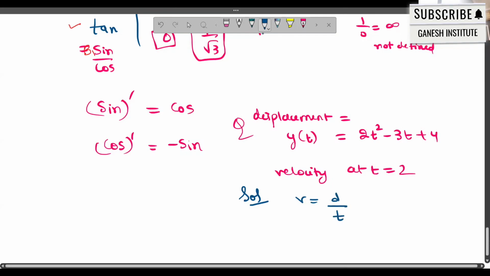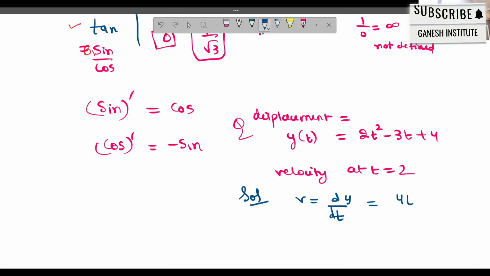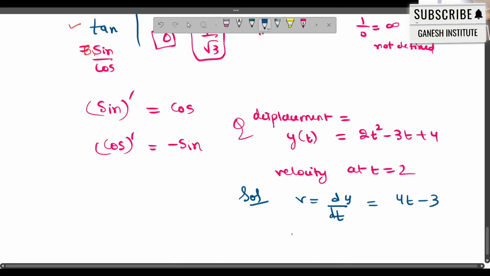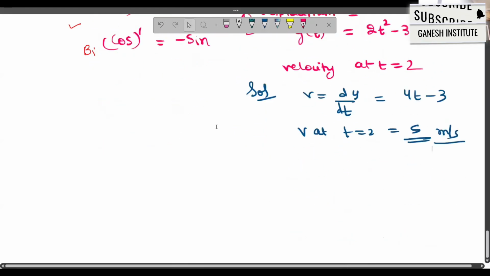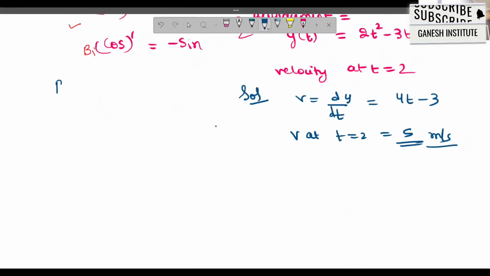So that means I'll do dy by dt first. So 4t minus 3, and then v at t equals 2 is 4 into 2 minus 3, 5 units, whatever it is. Good. So this is how we do displacement. Now, do you remember product rule?